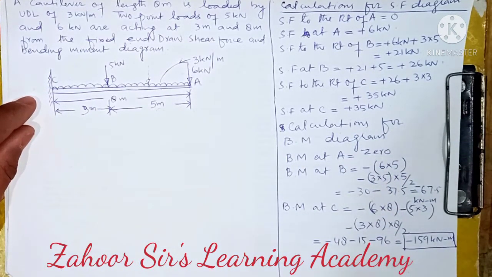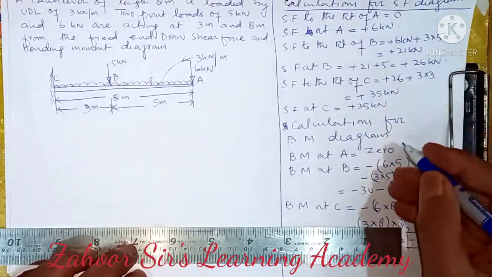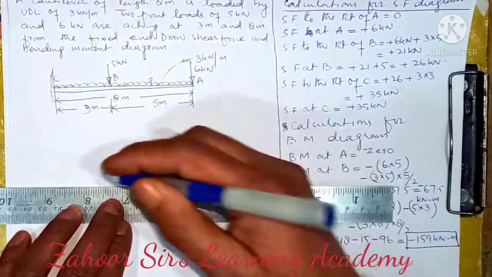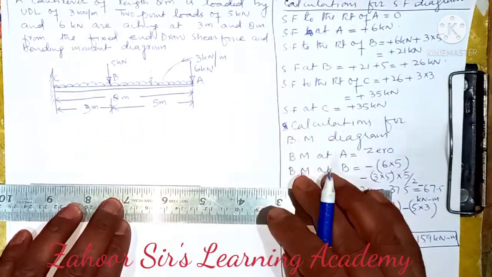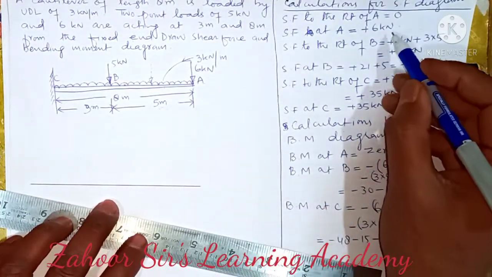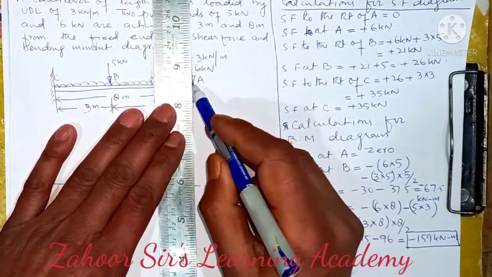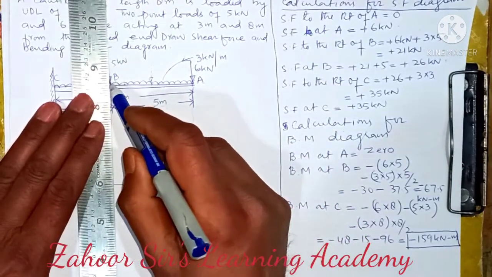Now let's draw the diagrams. First I will draw the SF diagram. For the SF diagram, because all values are positive, I have to draw the reference line first. So this is the reference line. Then all values are positive. So let's get these points down for reference purposes.